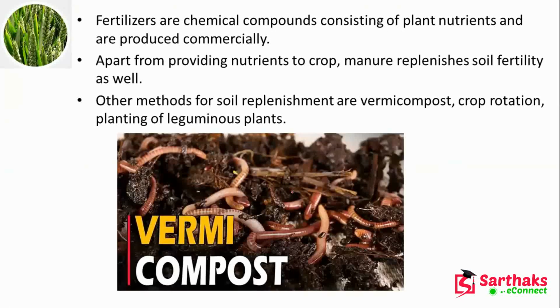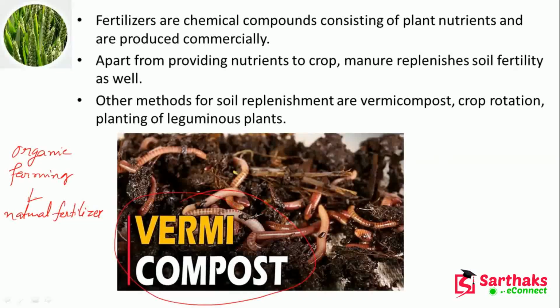Now fertilizers are chemical compounds consisting of plant nutrients and produced commercially. In organic farming, we use natural fertilizer or vermicompost. We can also use chemical compounds for better nutrition of the plant. But sometimes it has been seen that these fertilizers are very bad for soil fertility. They provide nutrition to the crop, but manure replenishes the soil fertility as well.